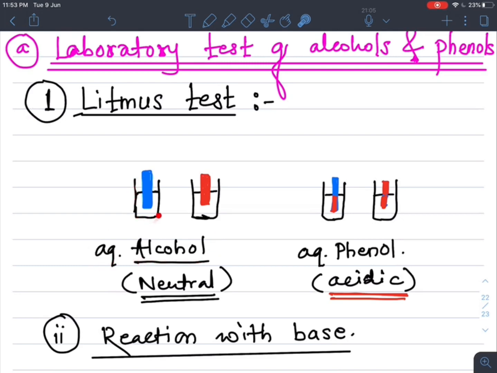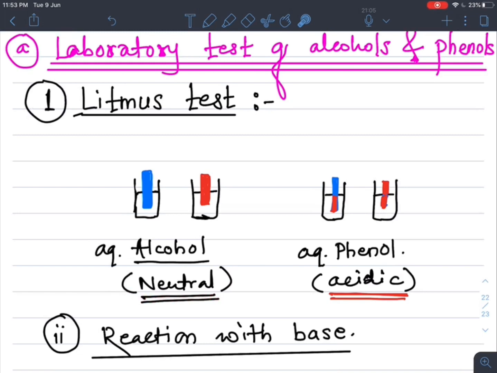If this is the test tube, and in this test tube we take aqueous alcohol, and if we dip the blue litmus in this alcohol, blue litmus remains blue and red litmus remains red in alcohol. So this alcohol is neither acidic nor basic, that is, it is neutral in nature.